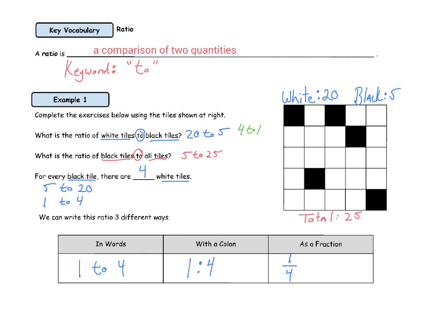Moving to our second question, what is the ratio of black tiles to all of the tiles? Again, we have a common factor of 5. If I divide 5 by 5, I get 1, and 25 divided by 5 is 5. So we can see that we have simplified our ratios.